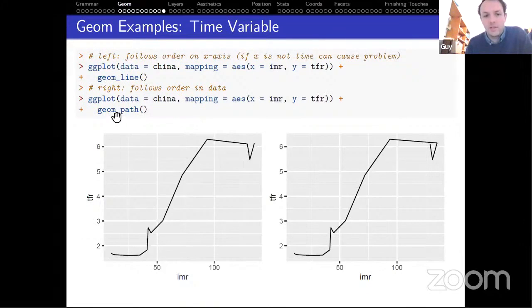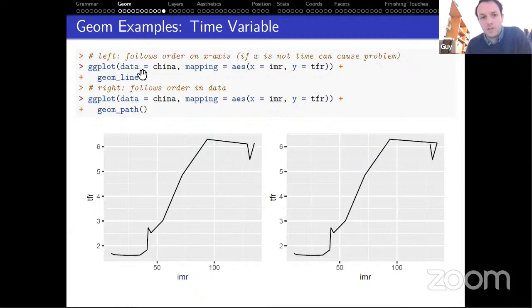And geom path differs from that. Geom path follows the order in the data, right? So it's better for showing changes over time when you don't have time on a particular axis. So in this case, the first data point is up here in the 1950s, where TFR is high at 6 and infant mortality rate is at what, 125 maybe? And then the next point, the TFR decreases, and then it increases again, and then infant mortality rate drops, and then both infant mortality rate and TFR drop, right?